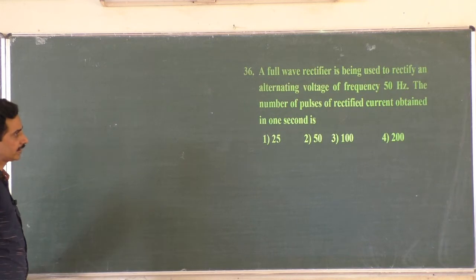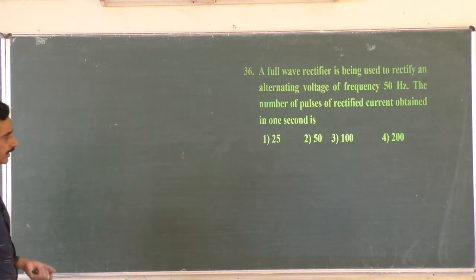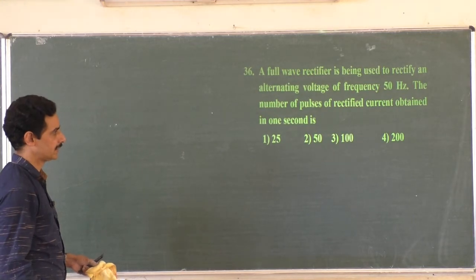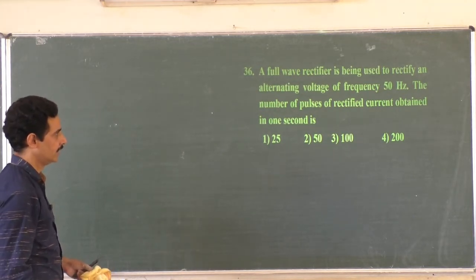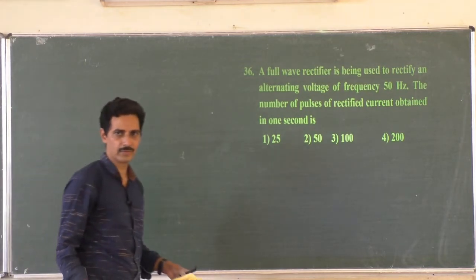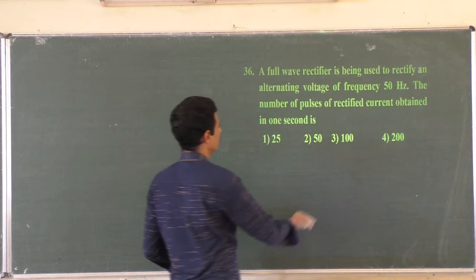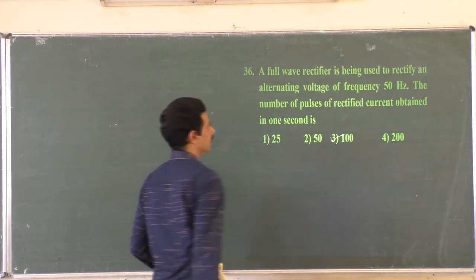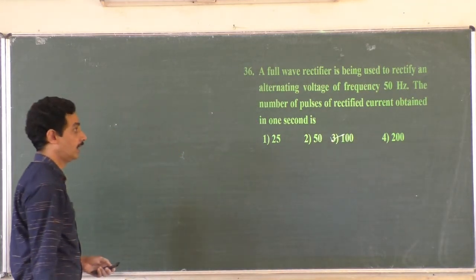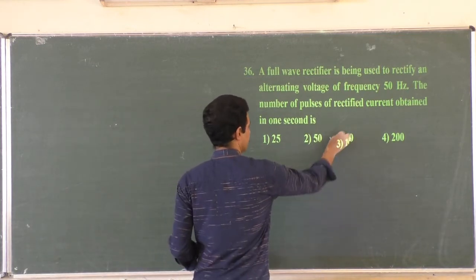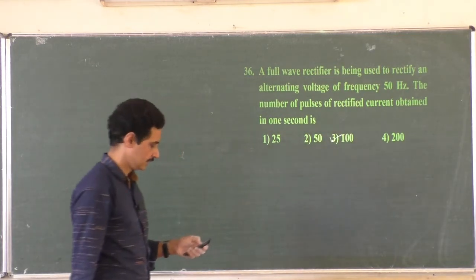36. A full wave rectifier is being used to rectify an alternating voltage of frequency 50 Hz. The number of pulses of the rectified current obtained in 1 second is per second. Number of pulses means frequency. Number of pulses per second. It should be 100, right? For full wave rectifier, it should be double. Input is 50. Output is full wave 50 only, right? No, 100. Full wave 100. Half wave it is 50.